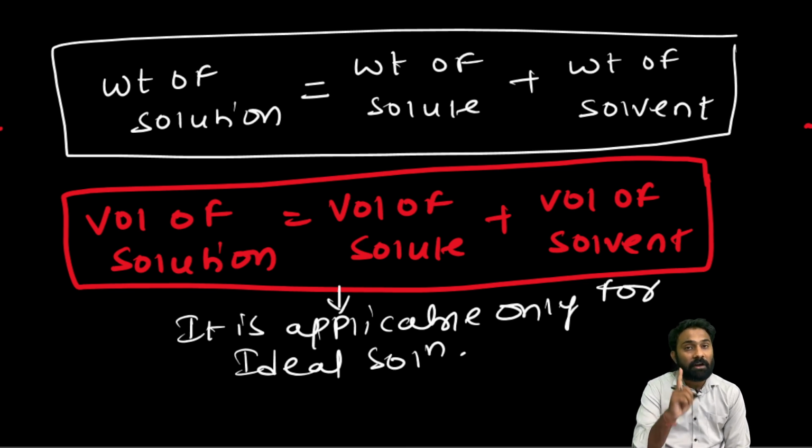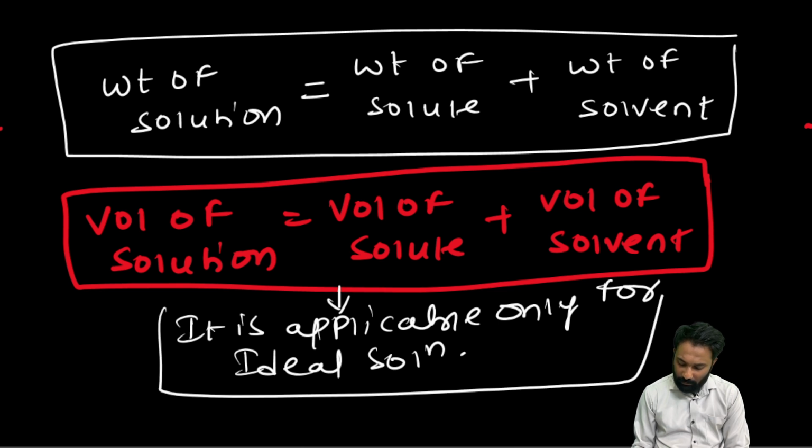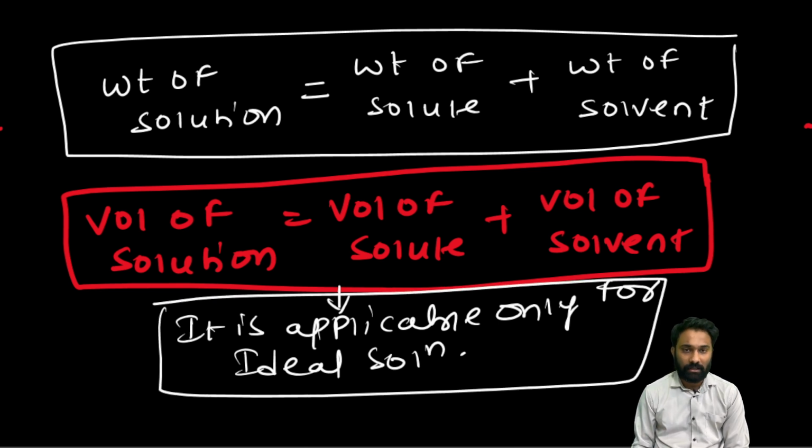In this chapter itself, I will make you very clear. When I start the concept called Raoult's law, there we are going to deal with the ideal solution and the non-ideal solution. For the non-ideal solution, why the volume of the solution is not equal to the volume of the solute plus volume of the solvent, there I will explain very clearly. It is applicable only for ideal solutions. That's the reason weight of the solution will be equal to weight of the solute plus weight of the solvent. This is one key point you have to remember. Clear? Done?